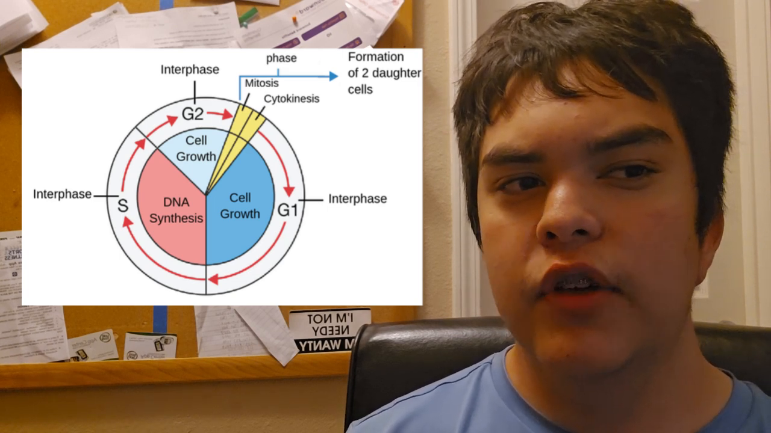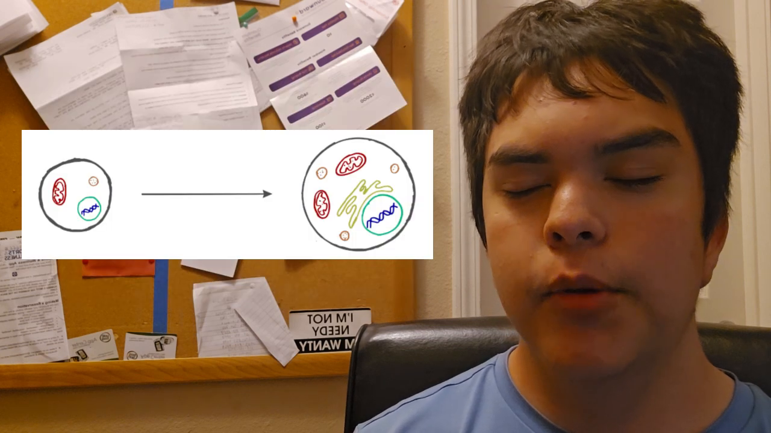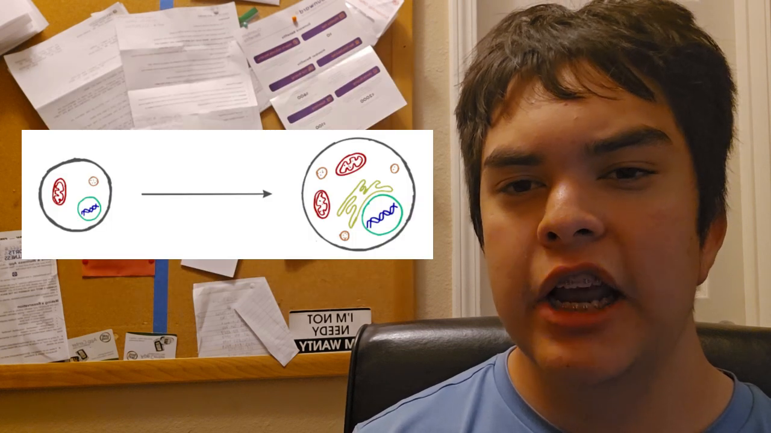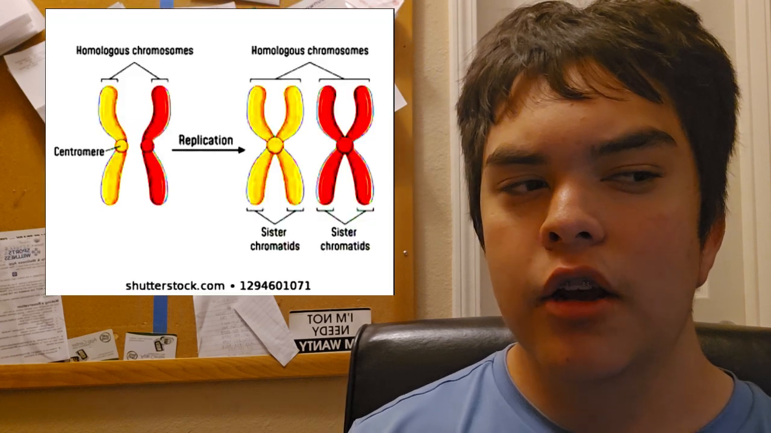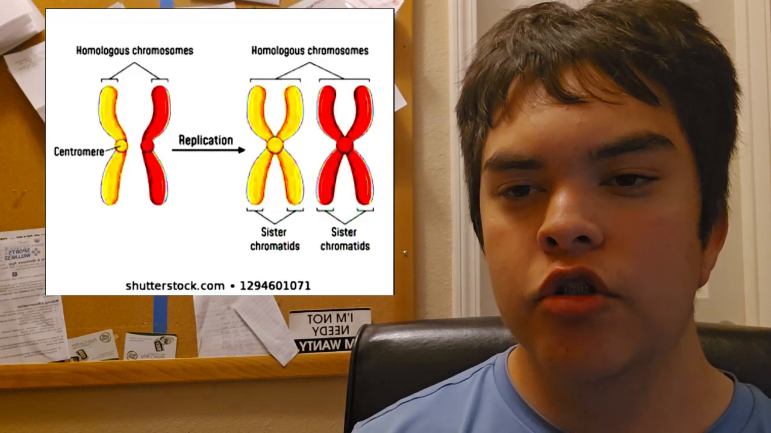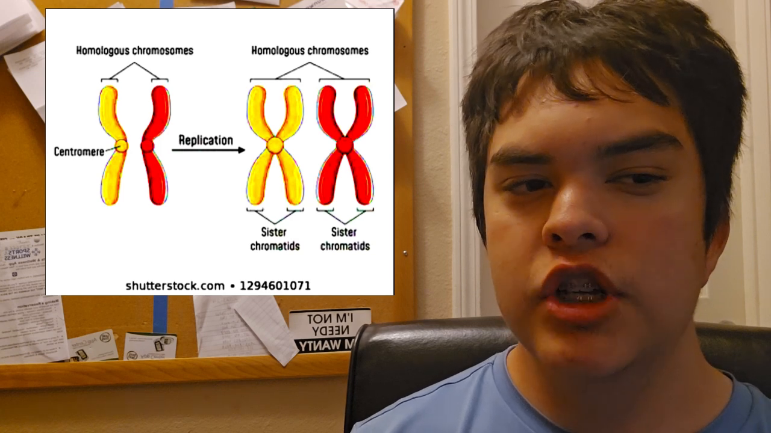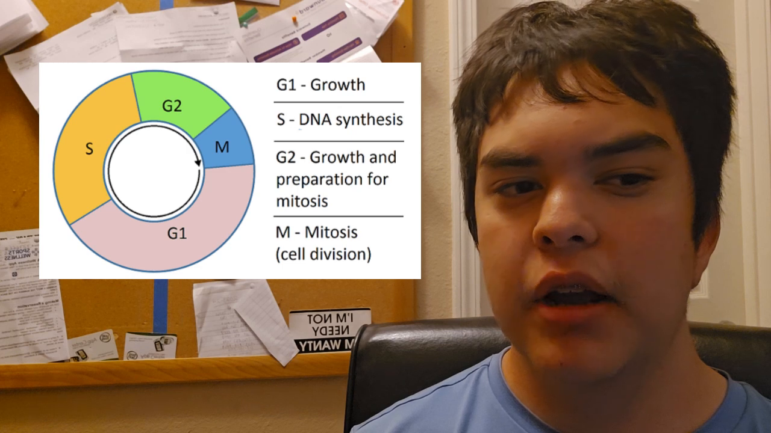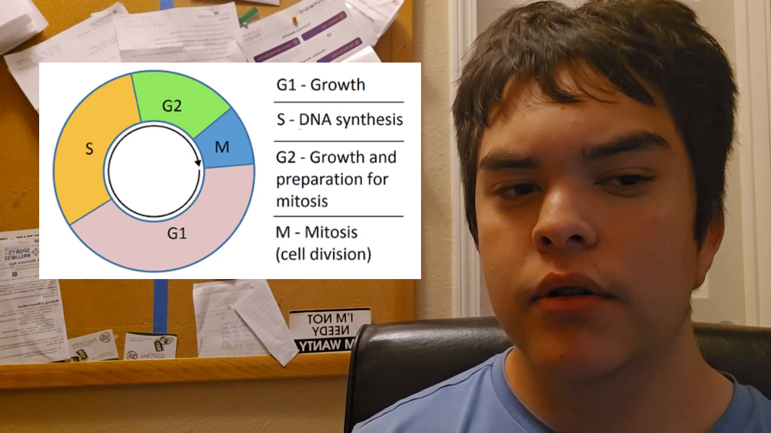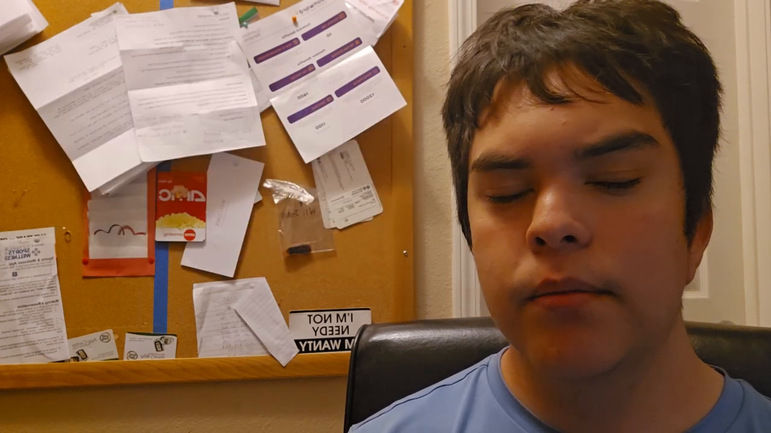The first part is interphase, which is split into three different categories. The first is G1 phase, where the cell grows and performs its normal functions while preparing for DNA replication. The second is S phase, where DNA is replicated, creating two identical copies of each chromosome. The third is G2 phase, where the cell grows further, checks for DNA errors, and prepares the machinery needed for division. Interphase takes up most of the cell cycle.